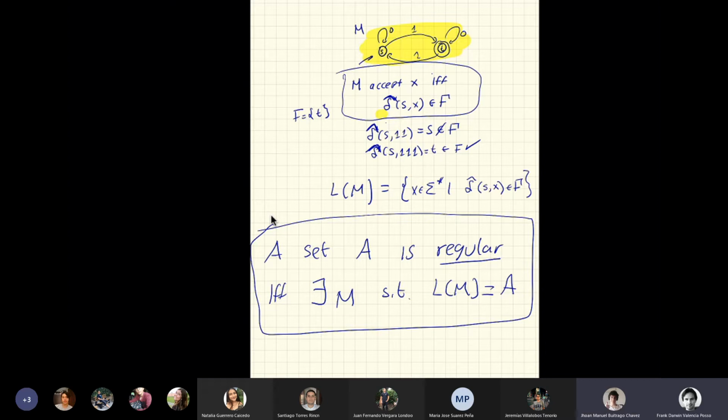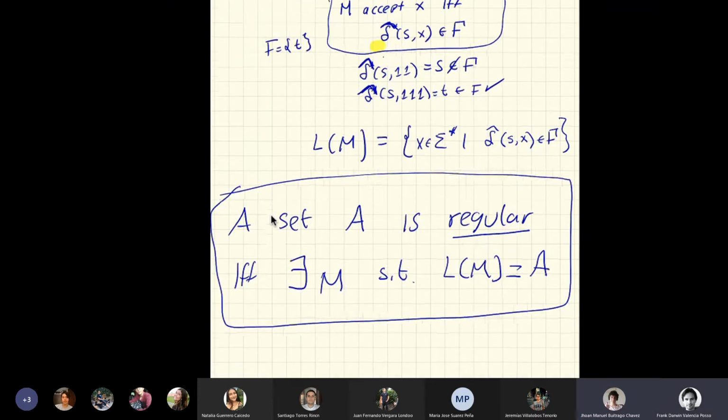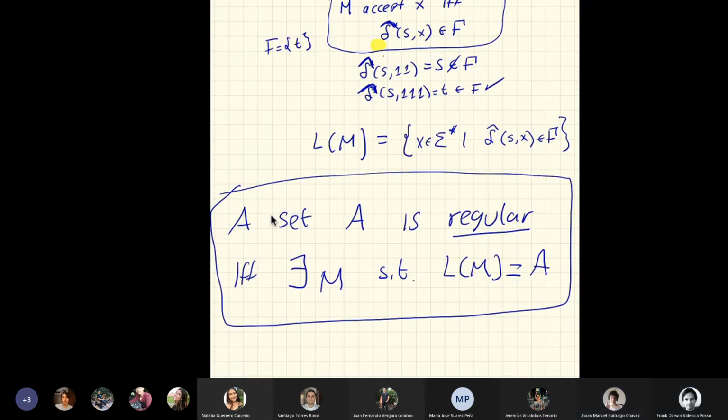Yeah, I have a question. Is there any set that no machine can accept? Yes, exactly. I'll give you one. Maybe the empty set? No, the empty set is regular. But how? Well, the starting state can be a final state.